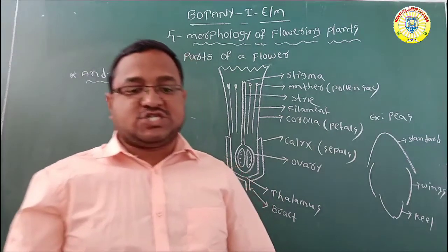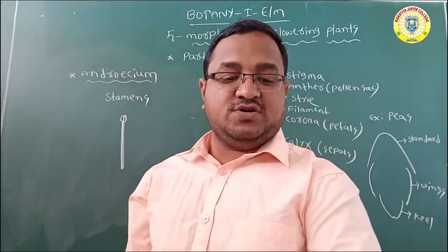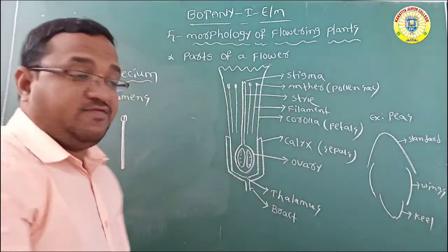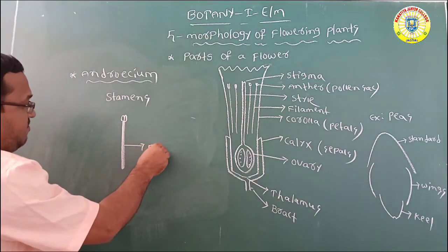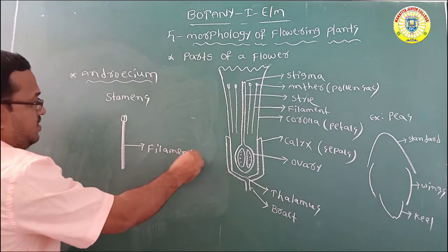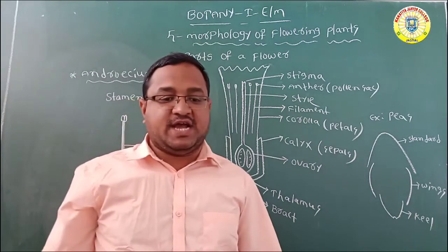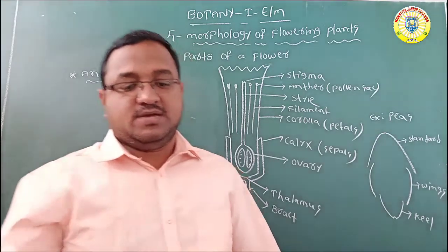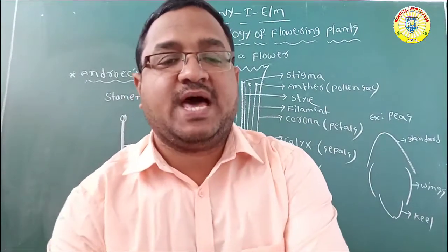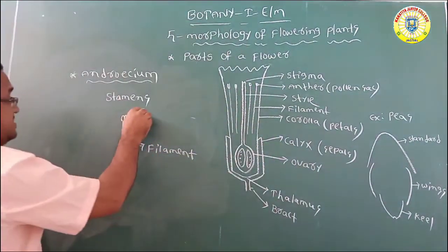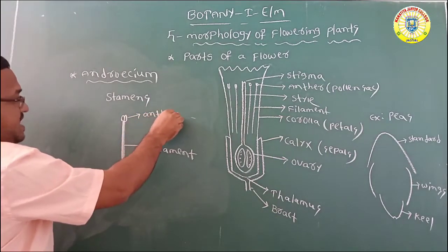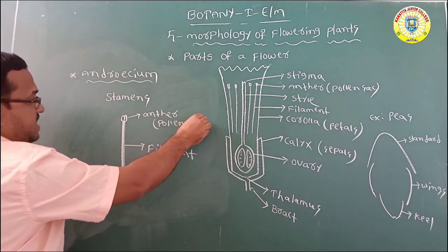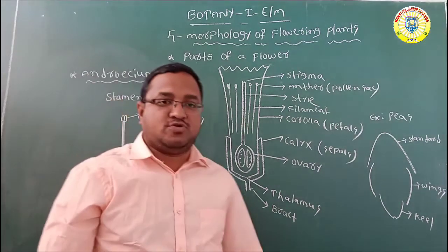Each stamen, which represents the male reproductive organ, consists of a filament. Above the filament you can see the anther or pollen sac. This is the anther. This anther is also called pollen sac.